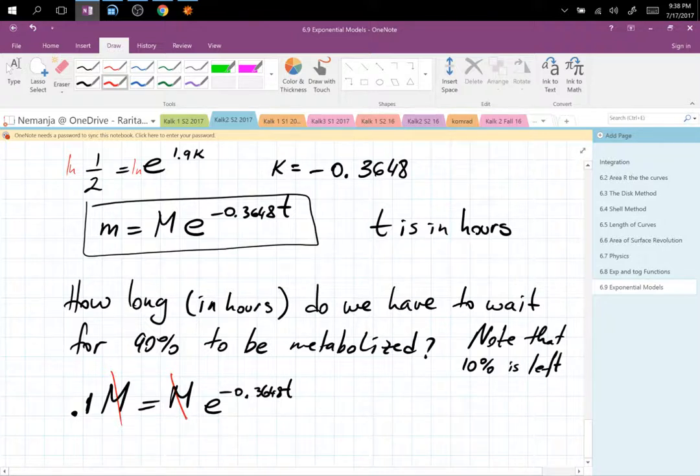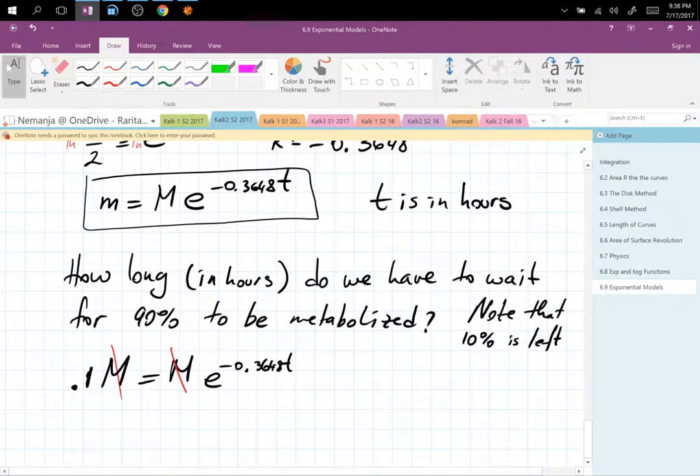M's will drop. And you just do again the ln on both sides. It's just the same calculation over and over again. So ln 0.1 divided by negative 0.3648 gives about 6.3 hours.